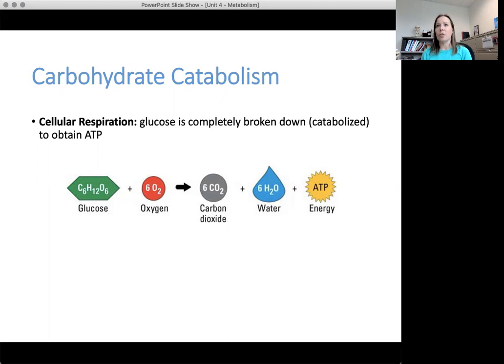So we'll start with carbohydrates. Starting with carbohydrate catabolism, and this is performed through cellular respiration, which we have already discussed. Remember, cellular respiration involves 4 main steps, starting with glycolysis, ending with the electron transport chain. This shows you the overall reaction where you start with 1 molecule of glucose. It does require oxygen. And the end products of cellular respiration are, first of all, a lot of ATP, and then carbon dioxide and water molecules.